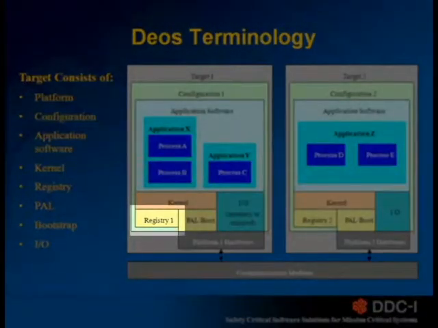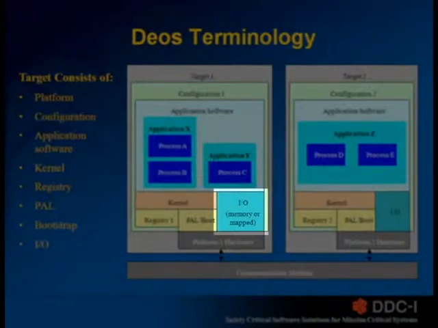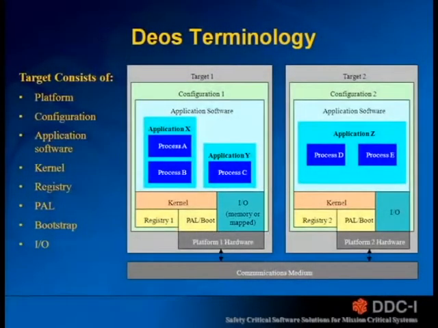The DOS registry is where application designers specify budgets, quotas, access rights, including access rights to I/O that can be either memory mapped or I/O memory.